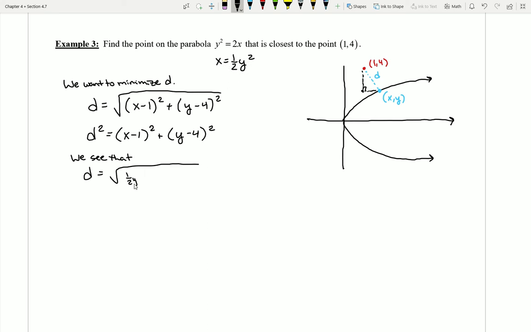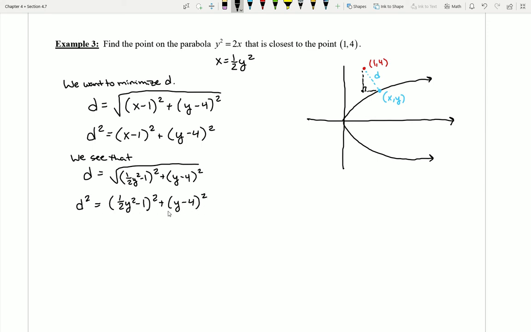So the square root of (1/2 y squared minus 1) squared plus (y minus 4) squared. So I have a formula now with one variable. I'd be ready to take the derivative. The issue right now is that this derivative is going to be really messy. You could probably see how complicated it's going to be to compute. But notice what would happen if I was to square both sides again. If I was to do this, I can see something that's going to be much, much nicer.